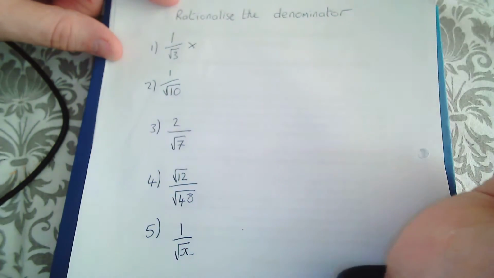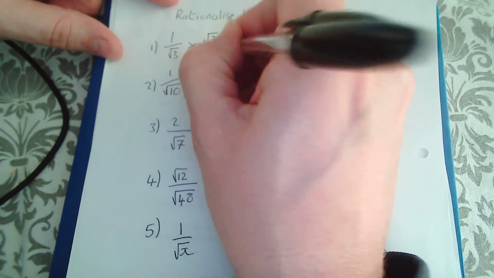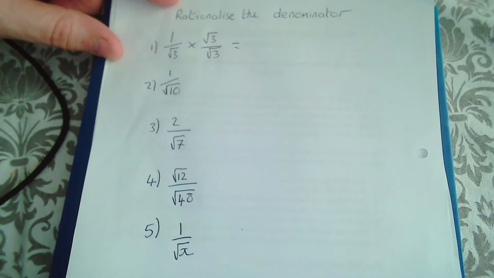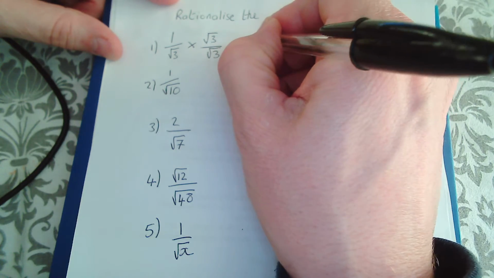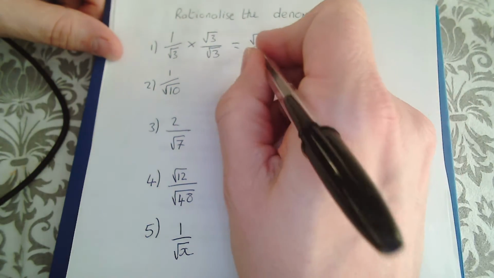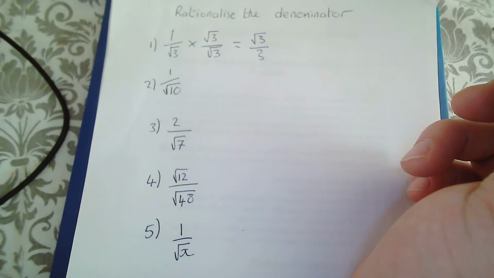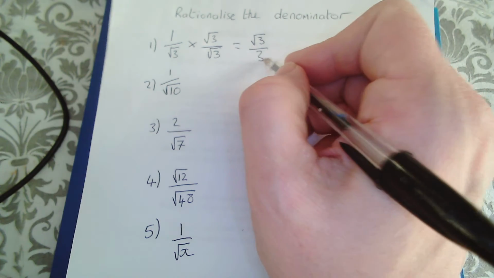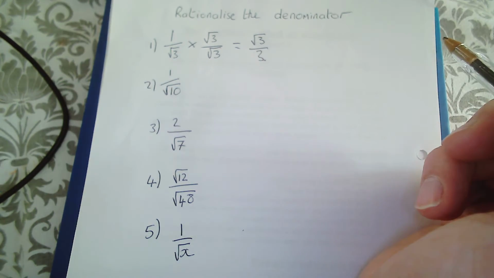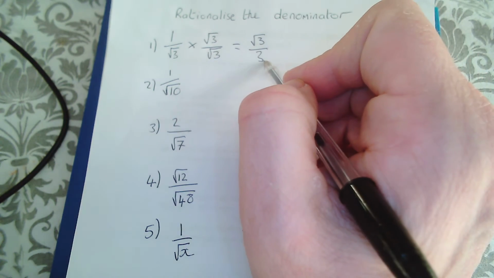Well, what we do is we multiply that by 1, but a special type of 1. Root 3 over root 3, that's 1. So this is going to stay the same. Now, what happens here? 1 times root 3 is root 3, and root 3 times root 3 is 3. Now that is called rationalising the denominator. What it means is we get rid of the surd in the denominator, and that's what it's all about. So here there's a surd in the denominator, here there isn't.